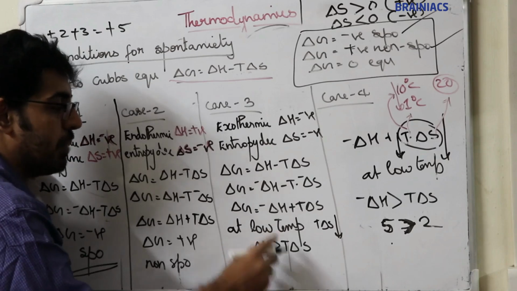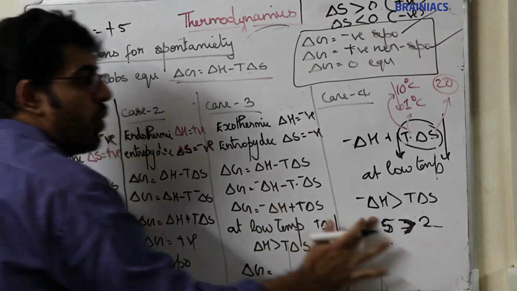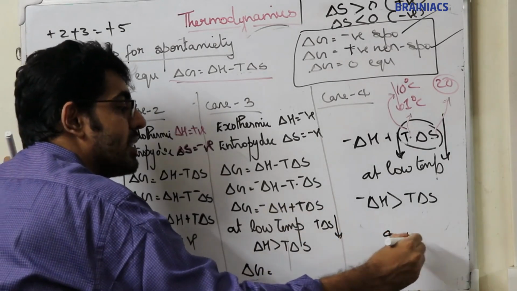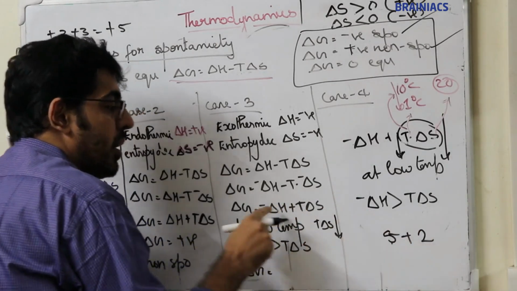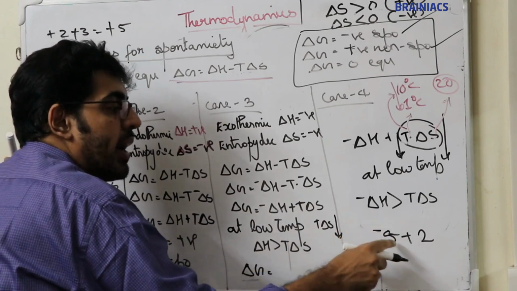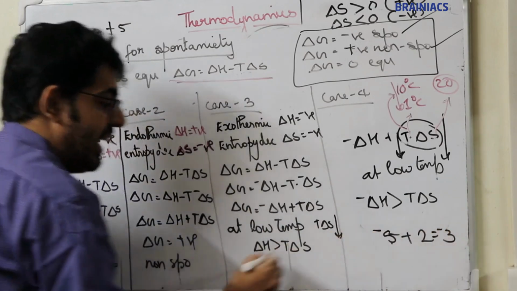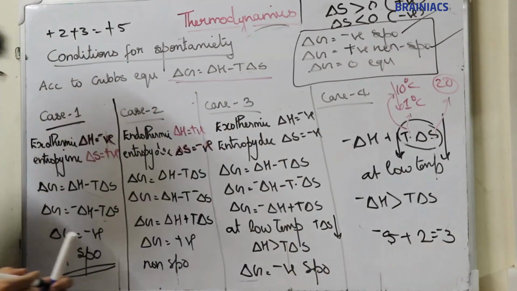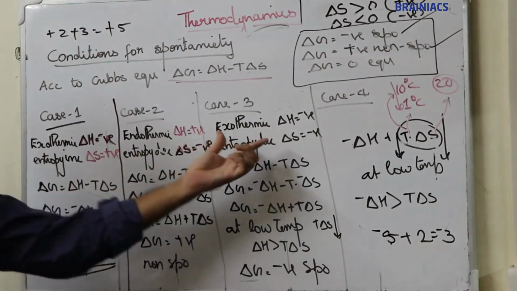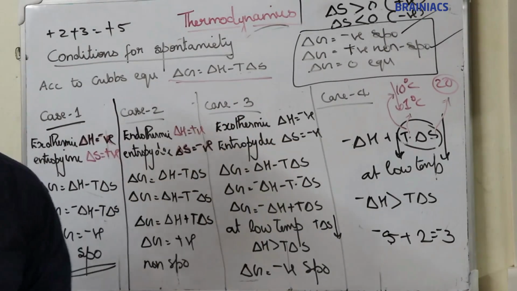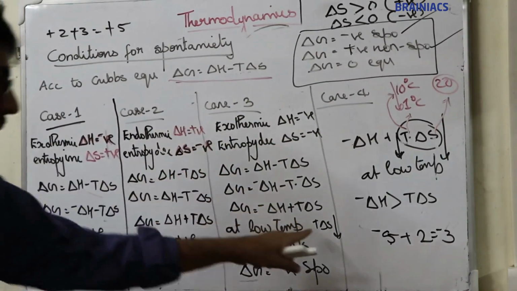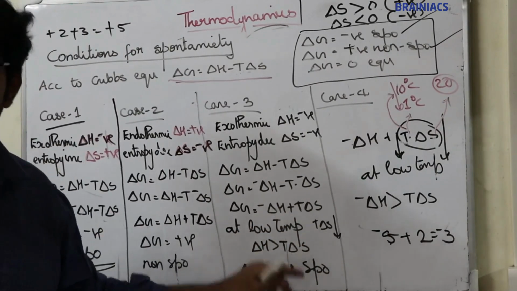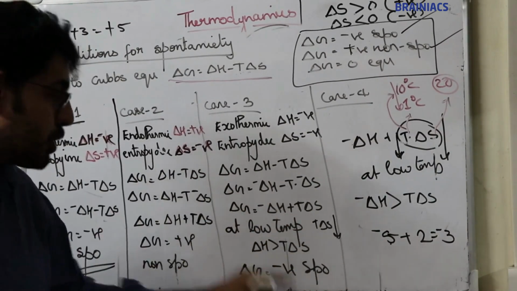So delta G will be, this is greater. So what happened if this is greater? Let this be 5, so 5 plus T delta S be 2. But here there is one negative sign. So minus 5 plus 2 will get minus 3. Delta G will be negative, spontaneous. So in this reaction, exothermic and entropy decreases. In this reaction, at a low temperature, delta H value will be greater than T delta S. At that time, the reaction will be spontaneous.